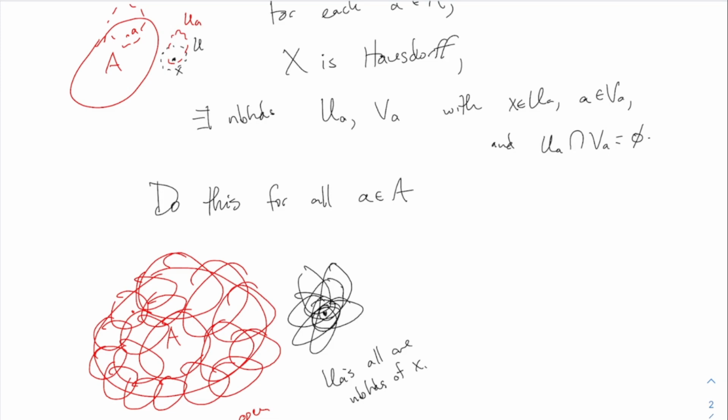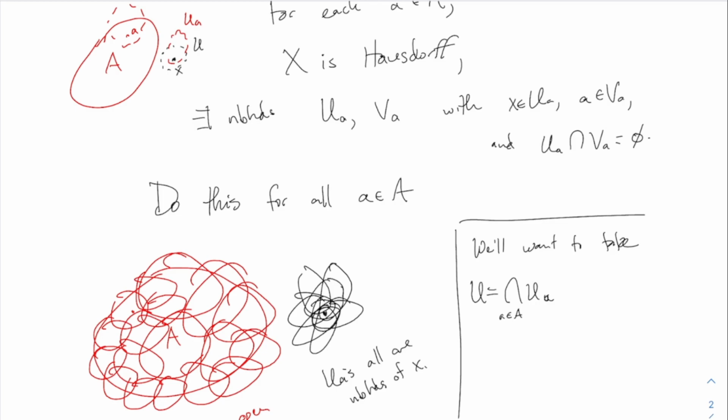So what I would like to do is, I'm going to write this as a sidebar because there's a slight problem with this, but we'll want to take the intersection of all the UAs. This is the intersection across all the A's. And this is what I want to call my neighborhood that I'm actually looking for in the very end, which is what I'll call U. I want to take this as our neighborhood. All right. The intersection of all the UAs. Now, this is a good idea.